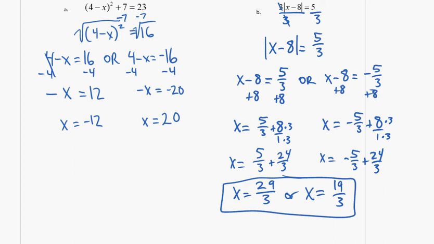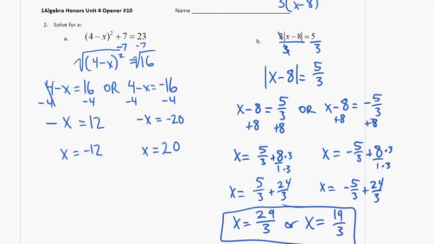So I think the big idea here is simply when you're solving a somewhat complex quadratic or absolute value equation, if possible, what you want to do is isolate the part that's being squared, or isolate the part that has the absolute value around it, and then you're able to break it up into two separate pieces and solve.